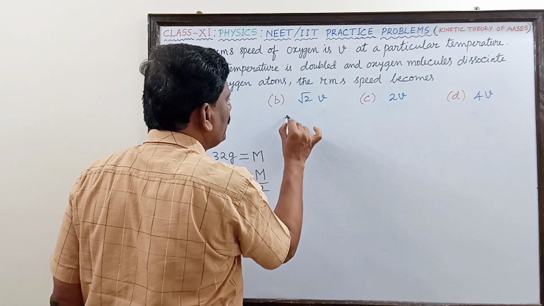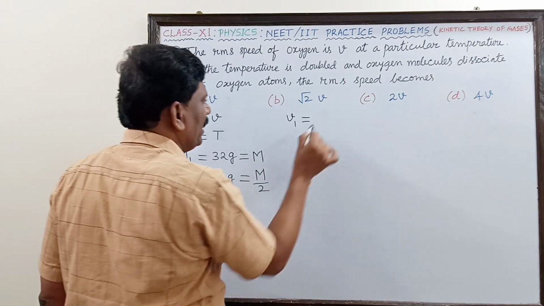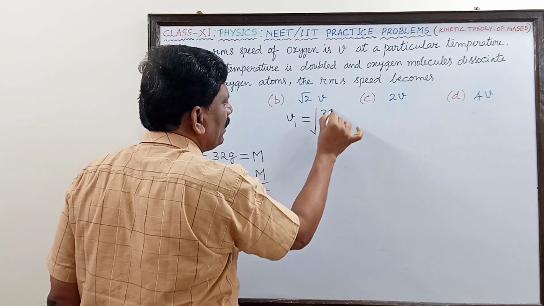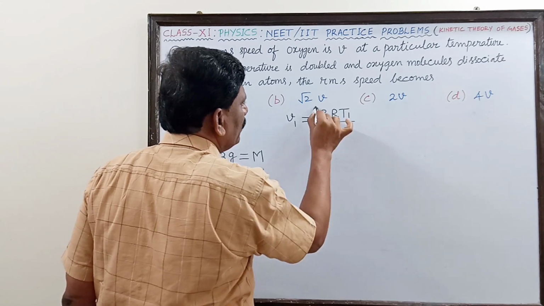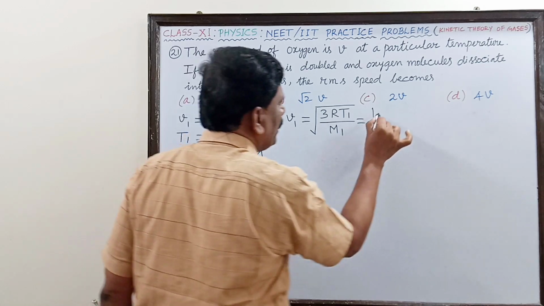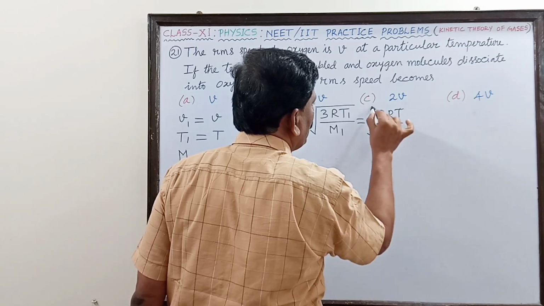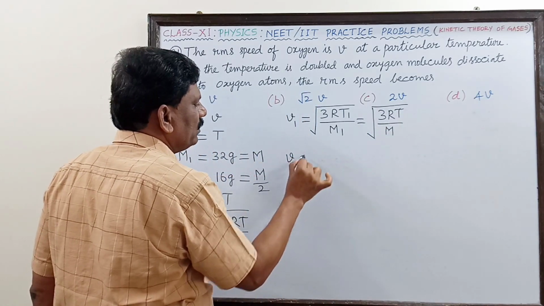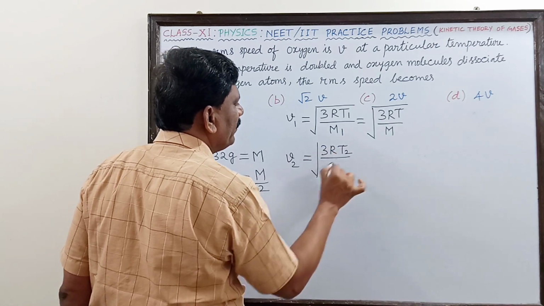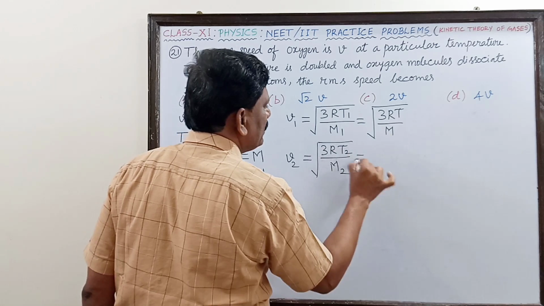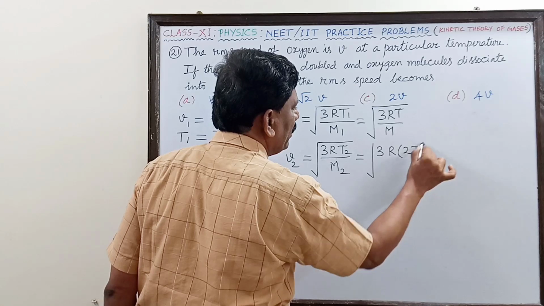So I am going to write two equations. One for the initial condition of temperature and the molar mass. So V1 is equal to square root of 3 into RT1 divided by M1. So this is equal to square root of 3 RT divided by M. And V2 is equal to square root of 3 RT2 divided by M2. So this is equal to square root of 3 into R into 2T.